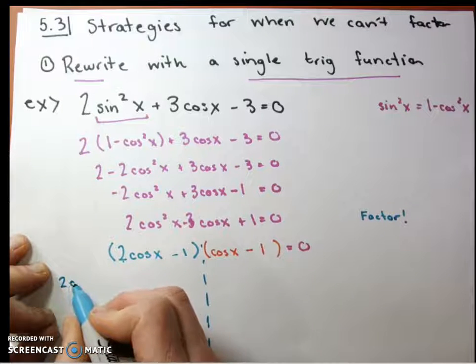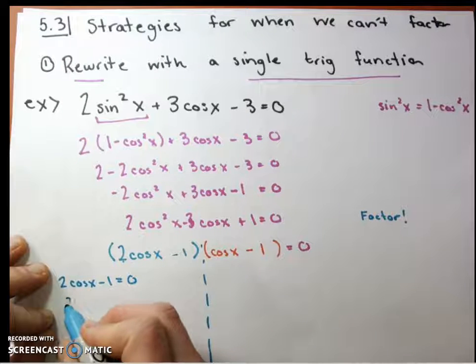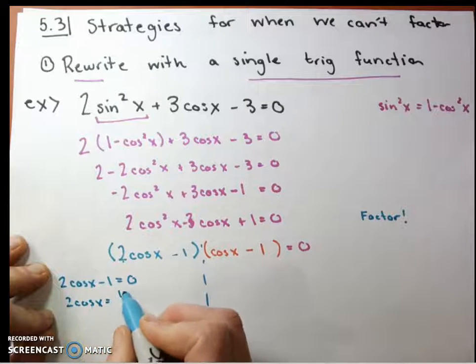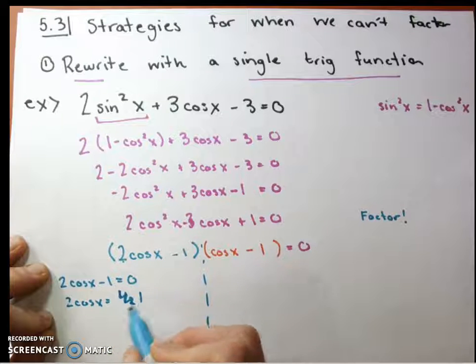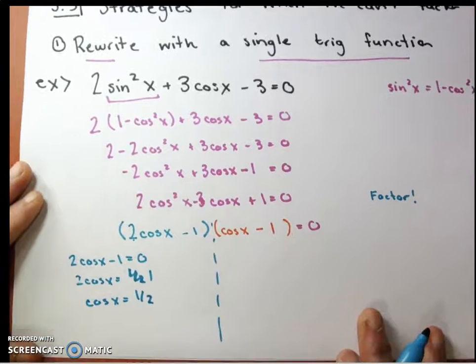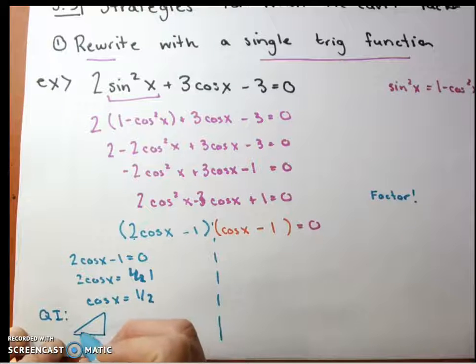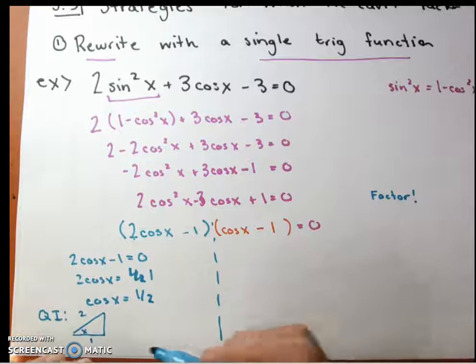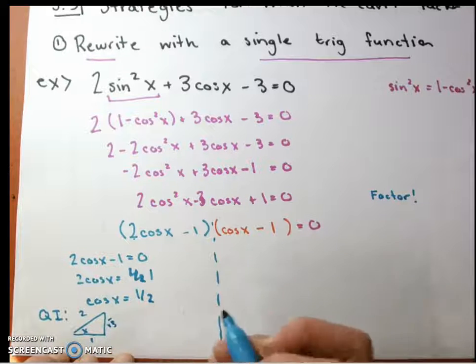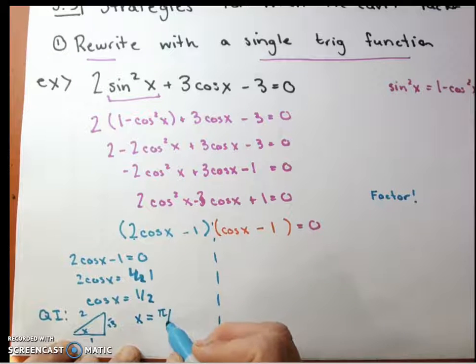So first, I have 2 cosine x minus 1 equals 0, which tells me that 2 cosine x equals 1 when I bring the 1 over. So cosine x equals 1/2. Now, my solution in quadrant 1 comes from a special triangle. I have x here, adjacent is 1, hypotenuse is 2. You recognize this special triangle where the last side is √3. So that tells us that x equals pi/3.